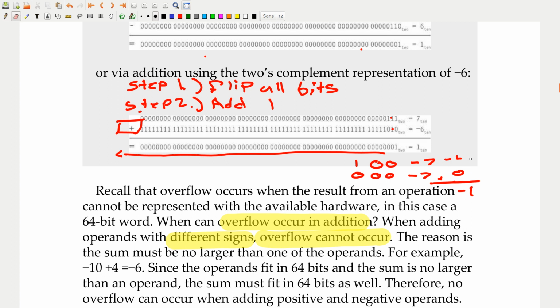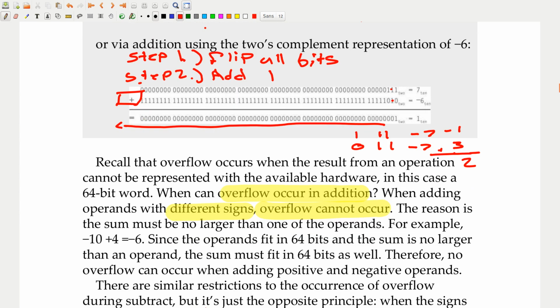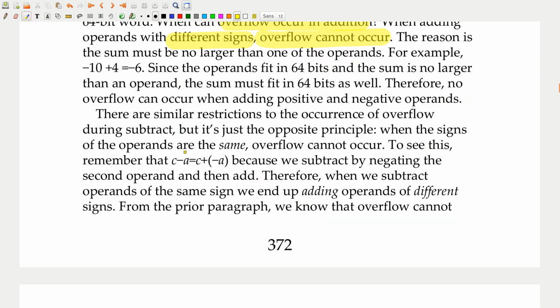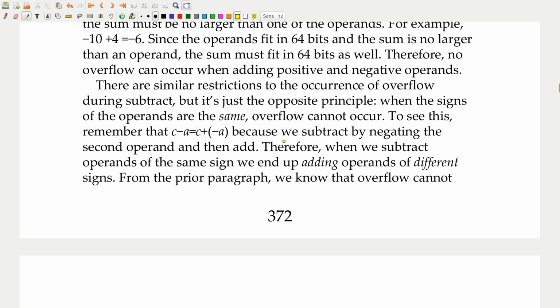Now, if we take the opposite example, where we do the smallest negative number, -1, and we add the largest positive number, 3, we get 2. So we can kind of just prove to ourselves by this quick example that when we have different signs, we can never get an overflow. Okay, so let's move on. Fairly simple stuff. Okay, let's see what they're talking about here. They're simply reminding us that subtraction is the same thing as adding a negative.